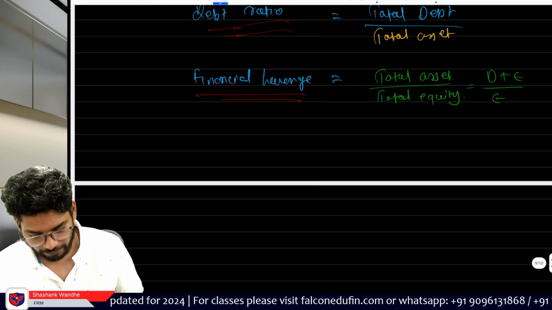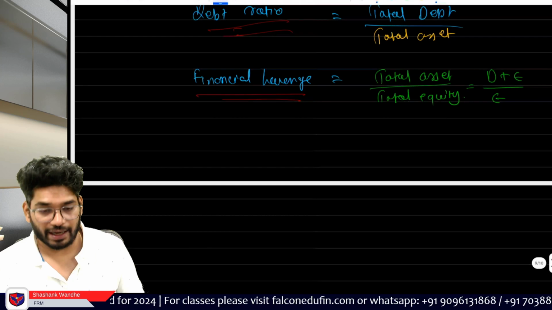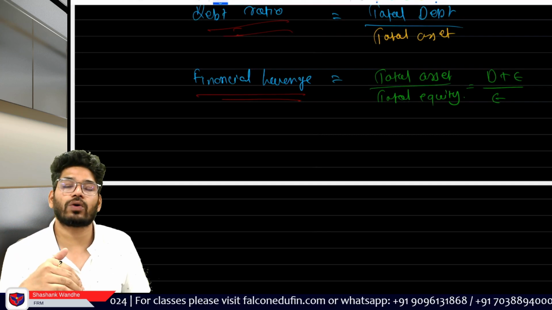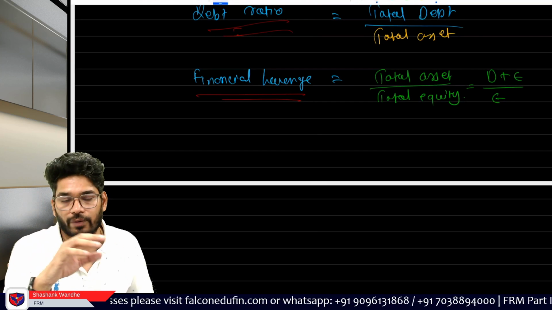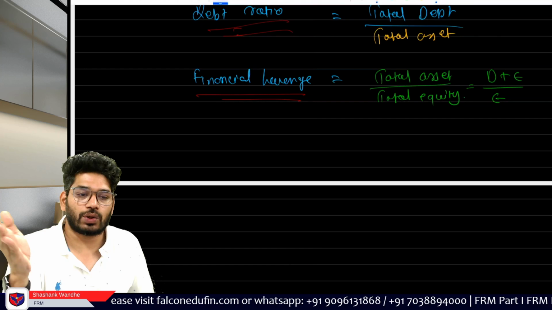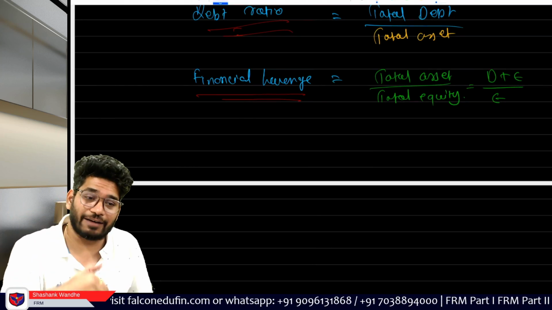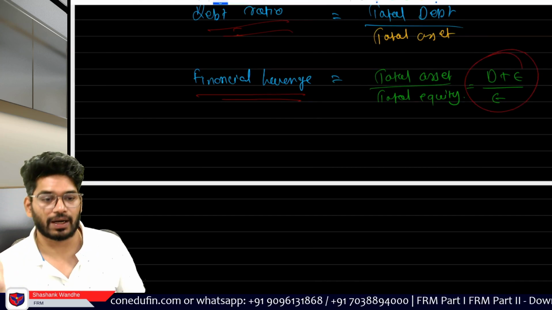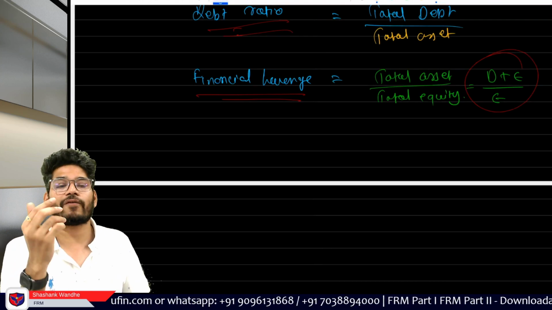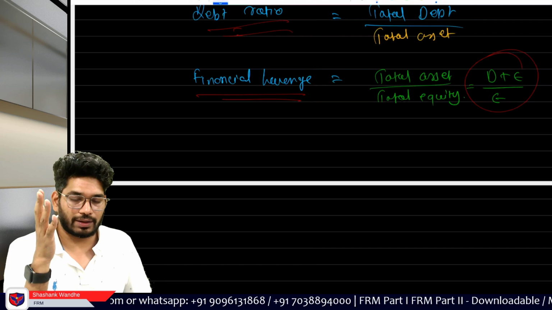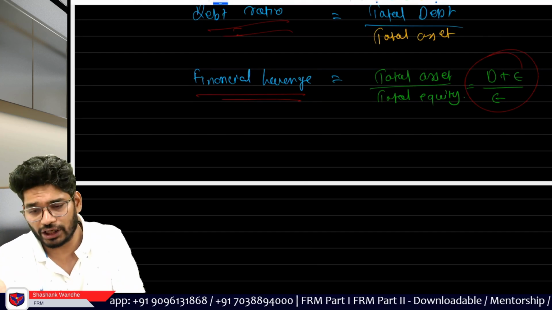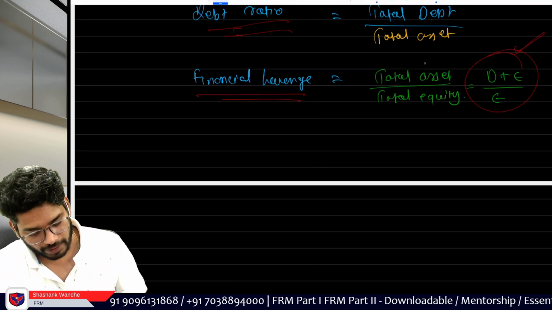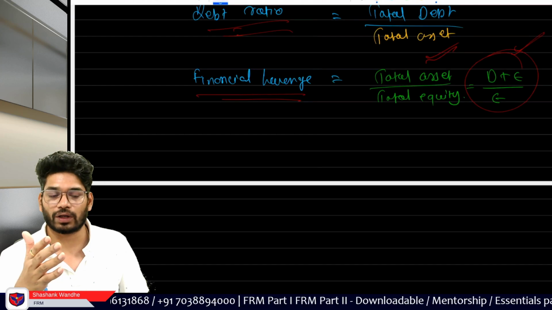Now next is the financial leverage part. Financial leverage is total asset divided by total equity. Total asset is the outcome of debt plus equity. So total asset is equal to debt plus equity, divided by equity. This is the alternate formula. So if you are provided with information on debt and equity, and you are asked to calculate the financial leverage, remember you can also use this formula. The main formula is total asset divided by total equity.